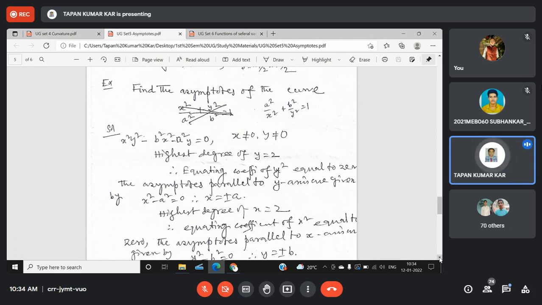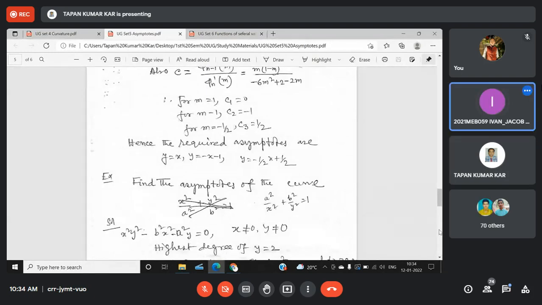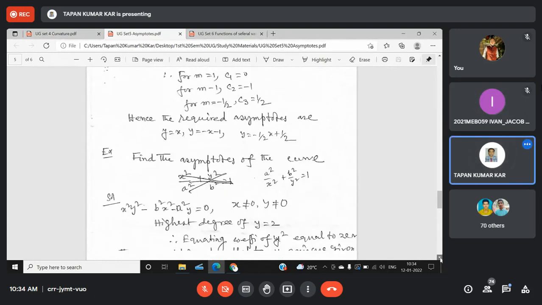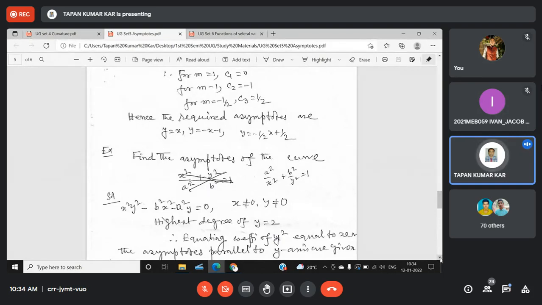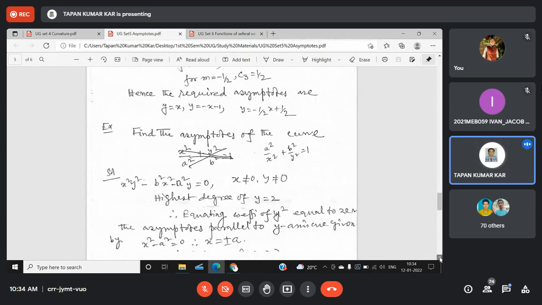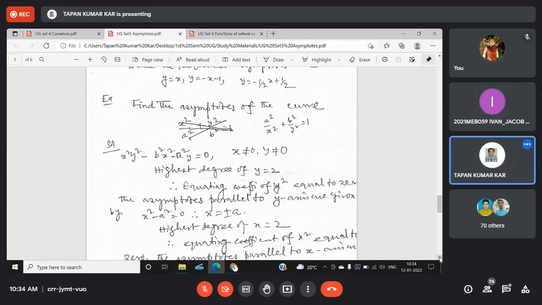Can anybody tell me whether there are any asymptotes parallel to the y-axis or x-axis? Yes, sir, because y to the power 4 is not present. Yes, y to the power 4 is not present here. So there are some asymptotes parallel to the y-axis. And how will you get those asymptotes? Then you have to find the highest available power of y. Highest available power is y square.